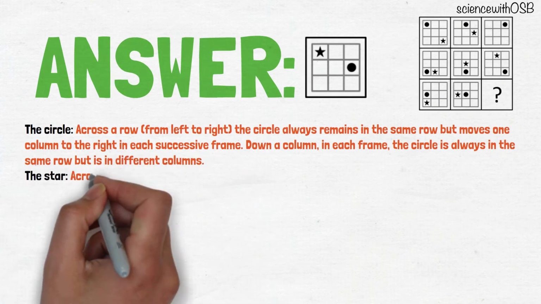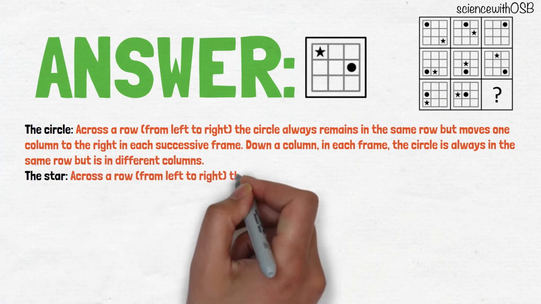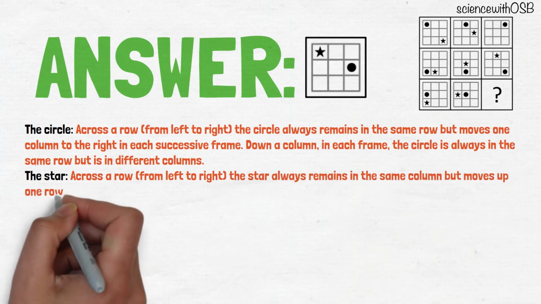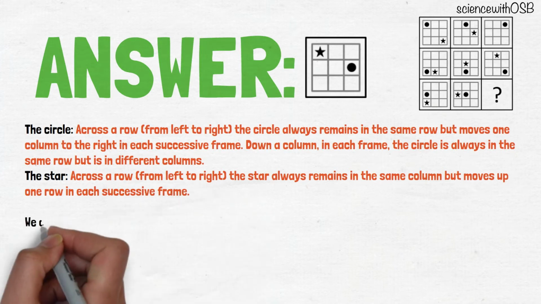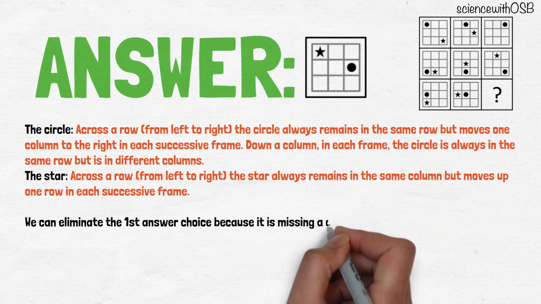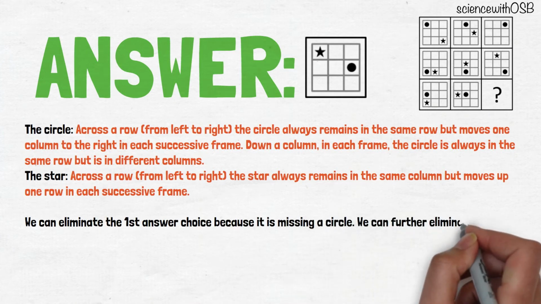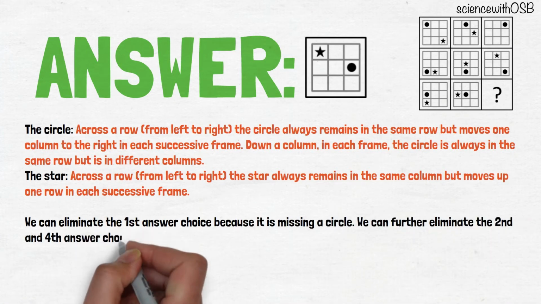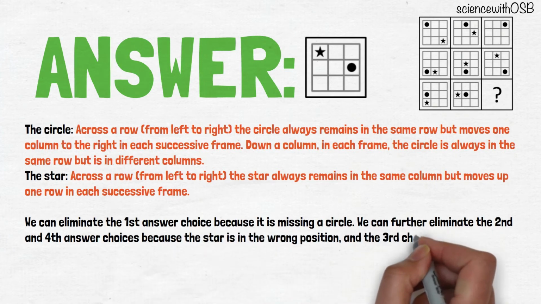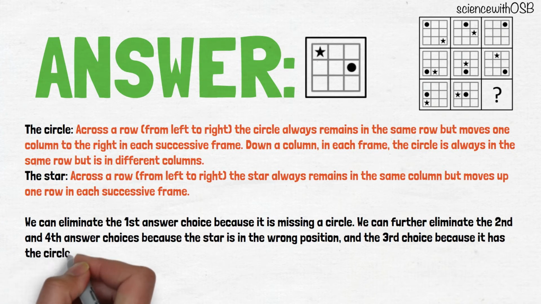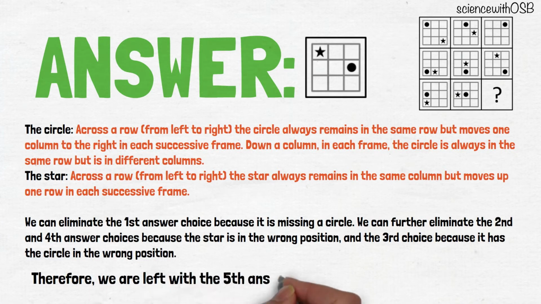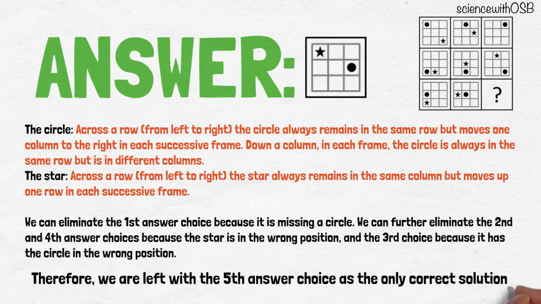2. The star, which is across a row from left to right, always remains in the same column but moves up one row in each successive frame. Thus, we can eliminate the first answer choice because it is missing a circle. We can further eliminate the second and fourth answer choices because the star is in the wrong position, and the third choice because it has the circle in the wrong position. Therefore, we are left with the fifth answer choice as the only correct solution.